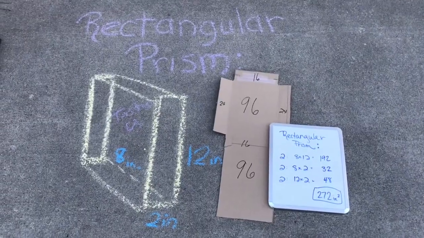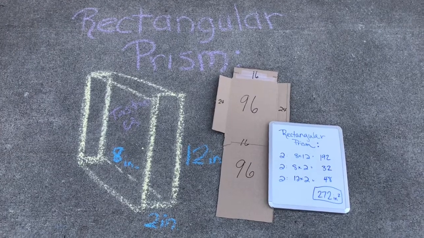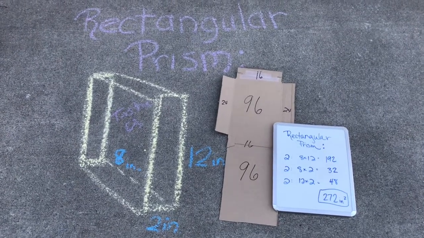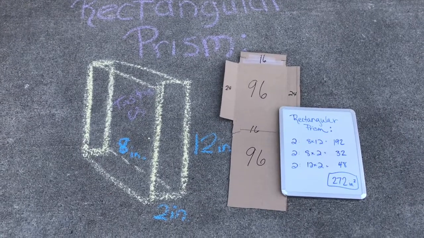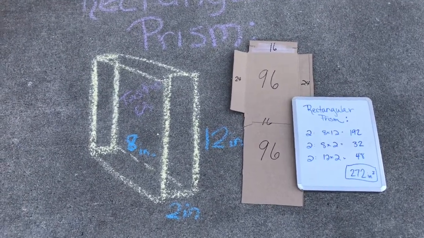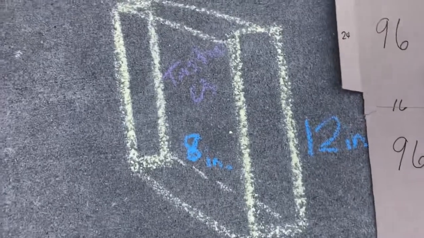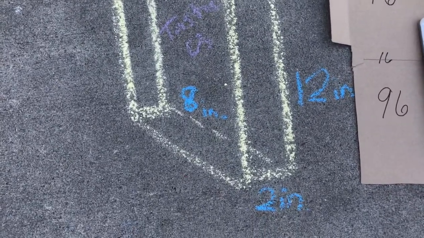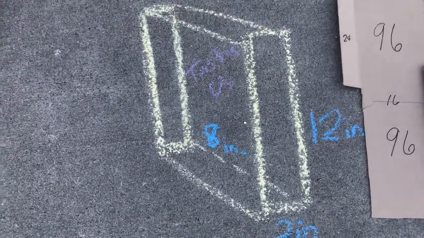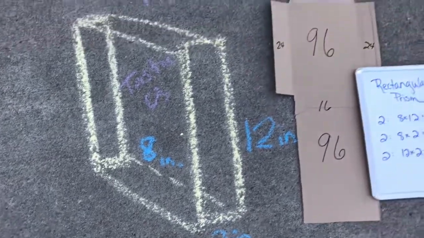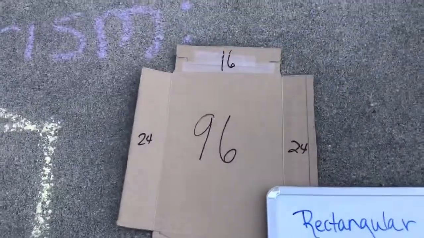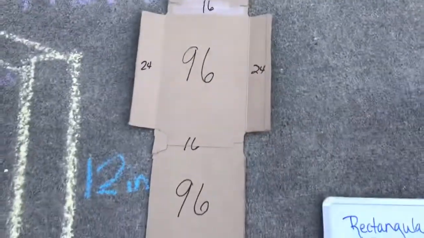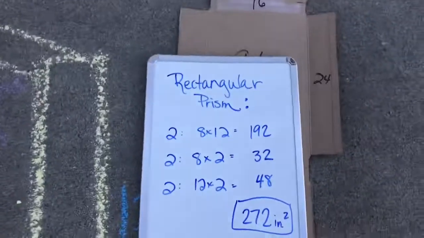So, for the surface area of my rectangular prism, or my box of Tastios, I went without a formula this time. I just found the area of each piece. The dimensions were 8 inches by 2 inches by 12 inches. So then I just found the area of each individual side. We've got 2 16s, 2 24s, and 2 96s. And this is how I came up with that.